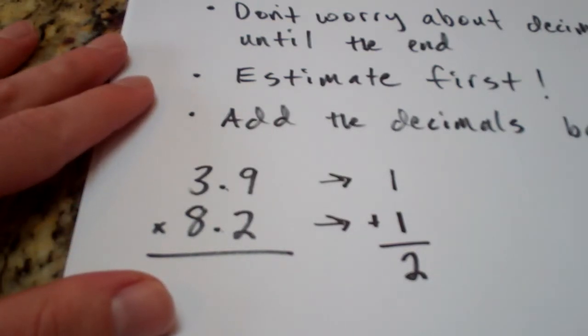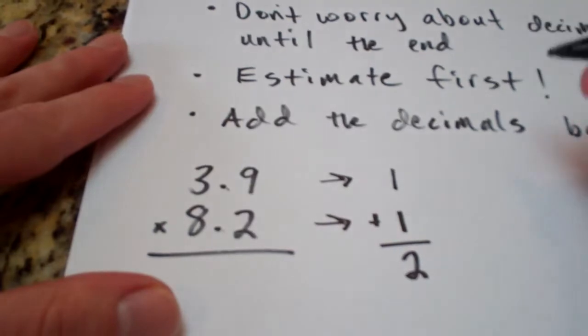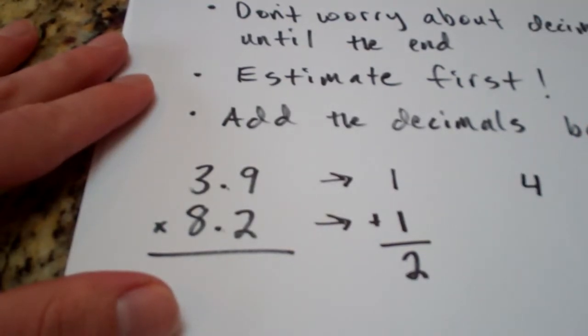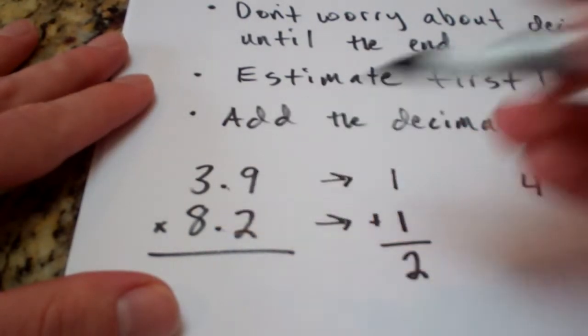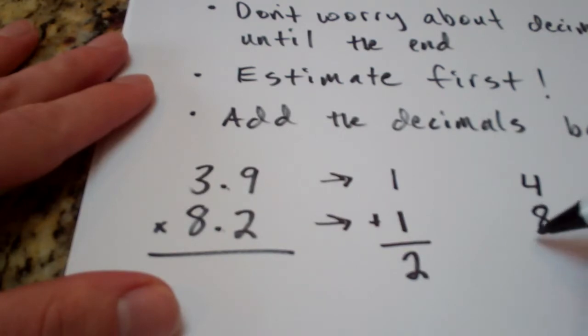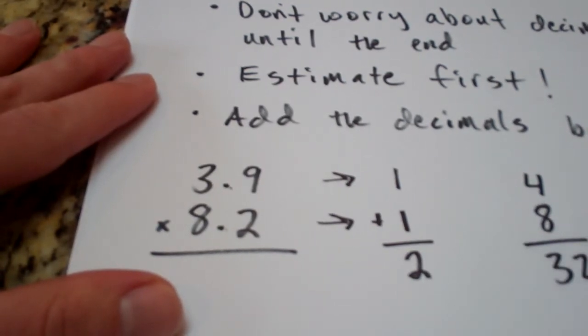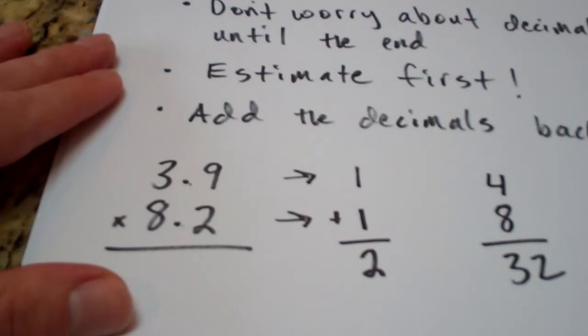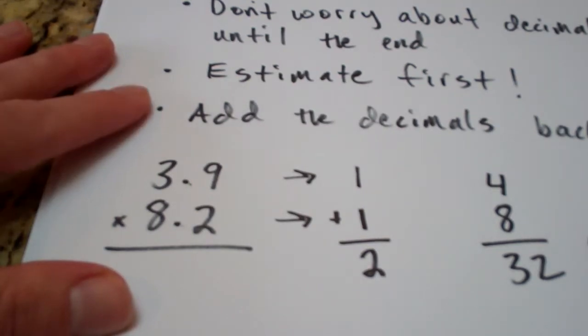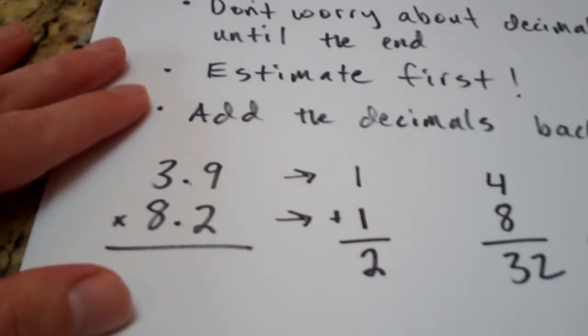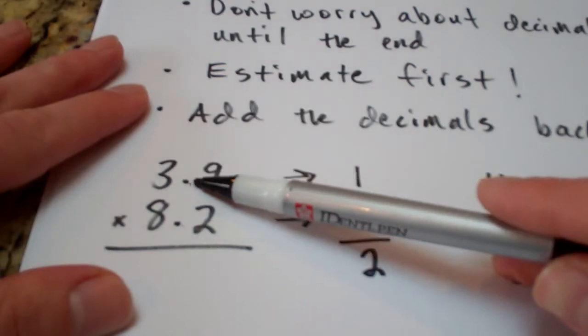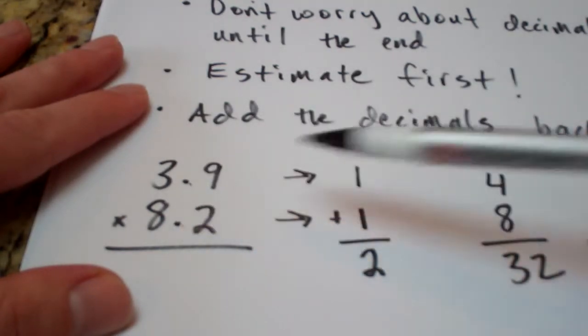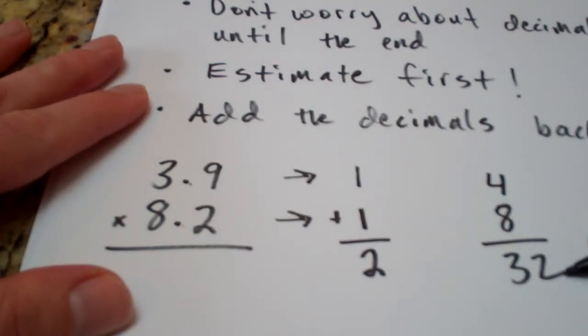Also, let's estimate. 3.9, let's call that 4. And 8.2, let's round that to 8. And so my estimation is 32. So when I'm done with this problem, I should get a number that's around 32. 3.9 is close to 4. 8.2 is close to 8. I should have an answer around 32.